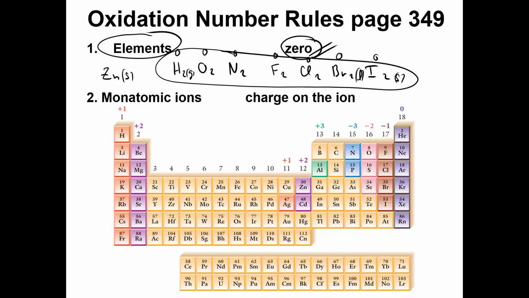Monoatomic ions get the charge of the ion. I brought back up this table from chapter 4, which told us what the charges are. Here the charges are equivalent to the oxidation numbers. If I have something like sodium fluoride, I know sodium is an ion. It will have a +1 charge. And I know fluoride is an ion. It will have a -1 charge. And it's monoatomic because it's a single element.